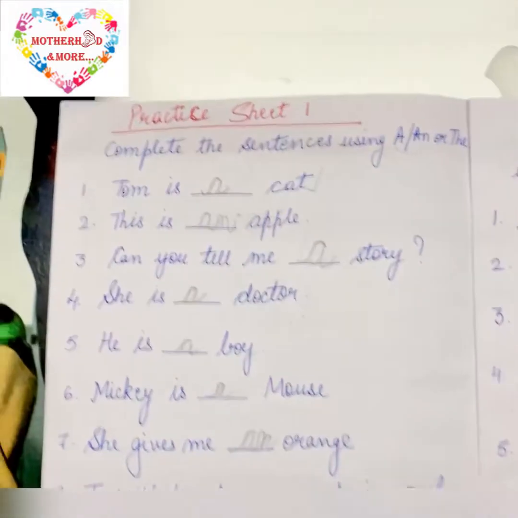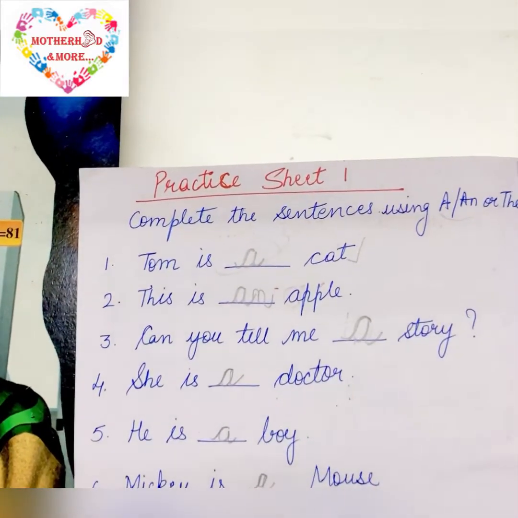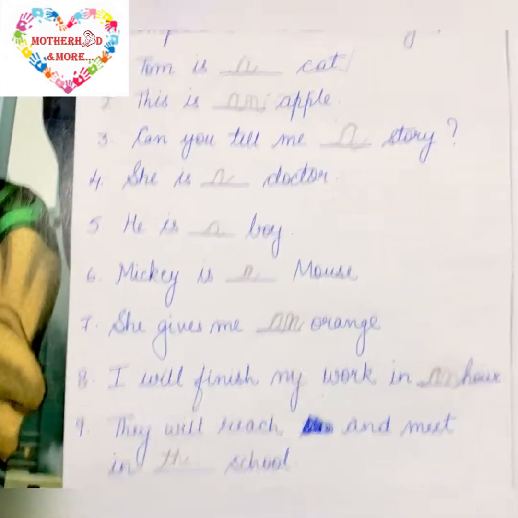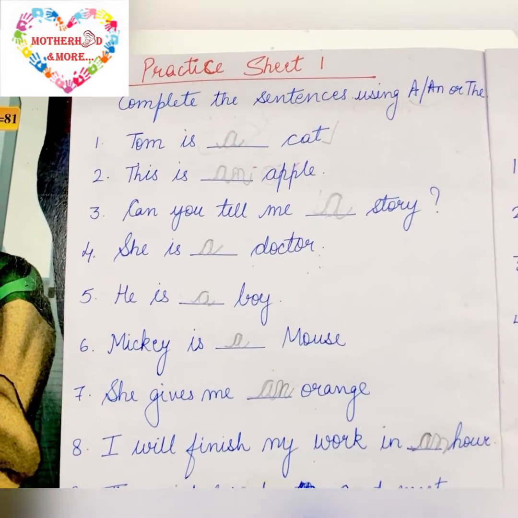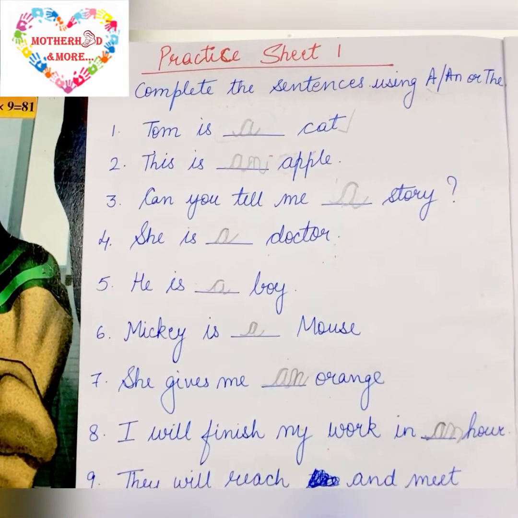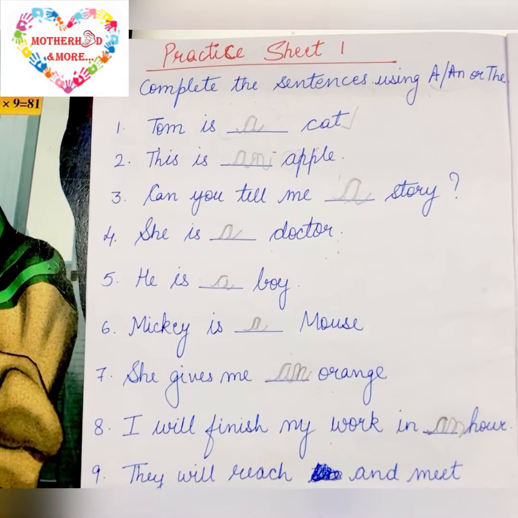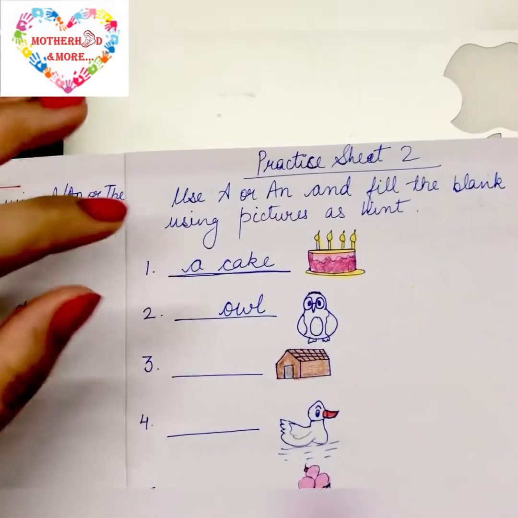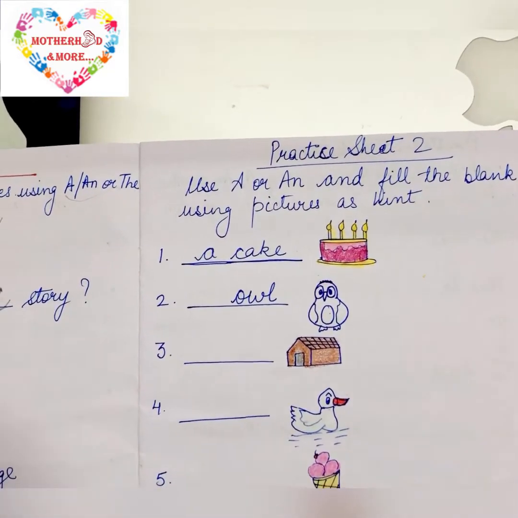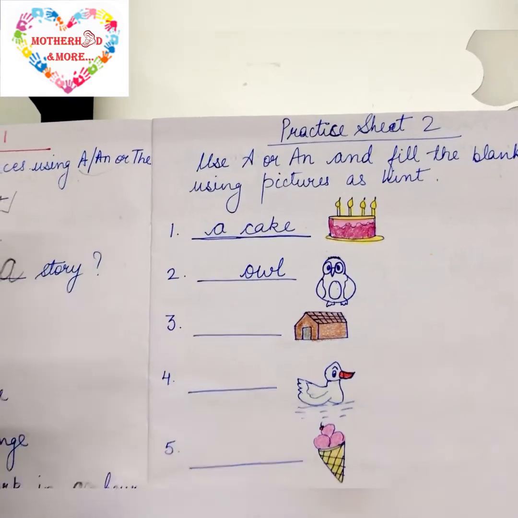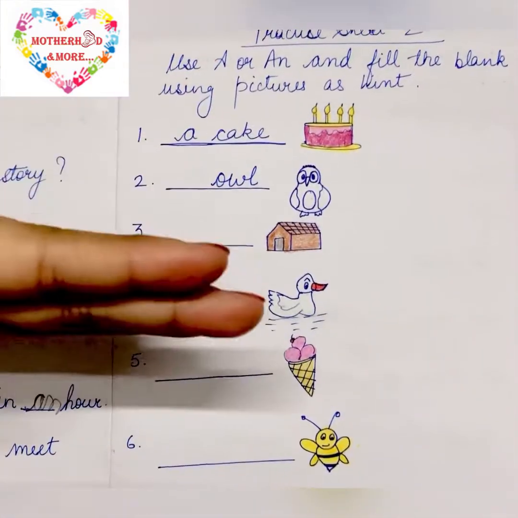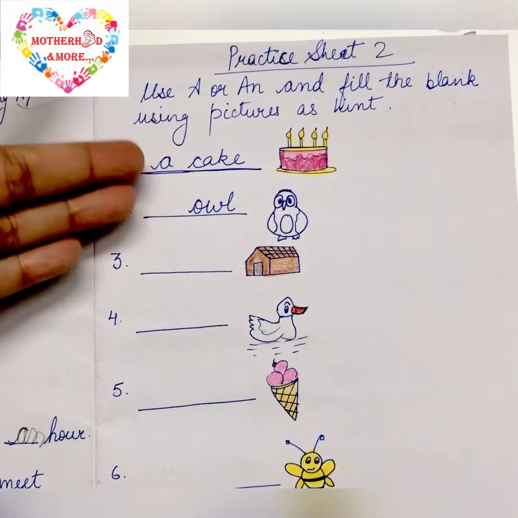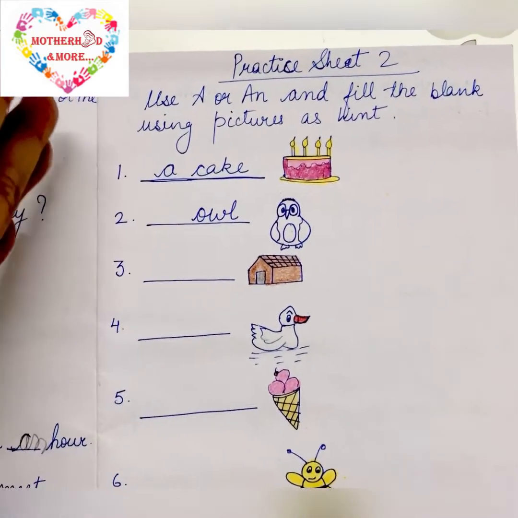Now we come to the practice sheets. The first practice sheet says complete the sentence using a, an, and the. Here I have given him 10 sentences where he has to put in the blank a, an, or the to make a grammatically correct, meaningful sentence. The second practice sheet is about using a or an and filling in the blanks where pictures are given as hints. He has to name the picture, put the noun, and before the noun put the perfect article.